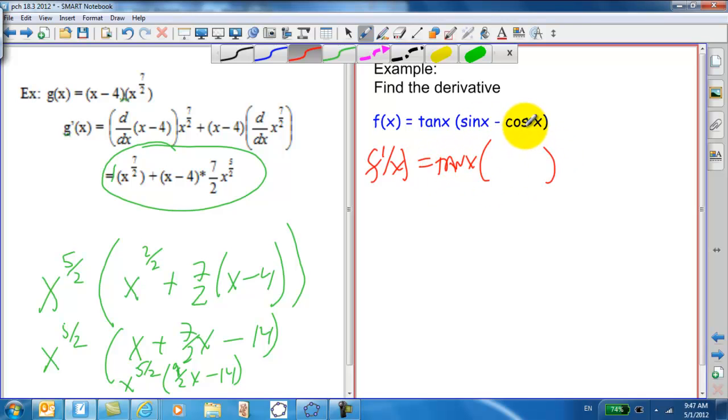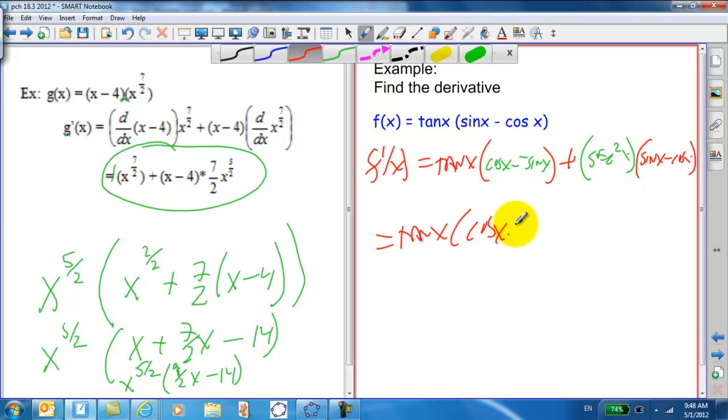I'm going to take the derivative of sine x minus cosine x. The derivative of the sine is the cosine. The derivative of the cosine is the opposite of the sine. Plus, I'm going to take the derivative of the tangent, which is secant squared, and then leave the other part alone, sine x minus cosine x. So we get tan x times cosine x plus sine x, plus secant squared x times sine x minus cosine x.